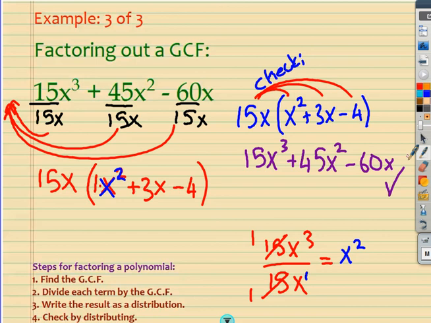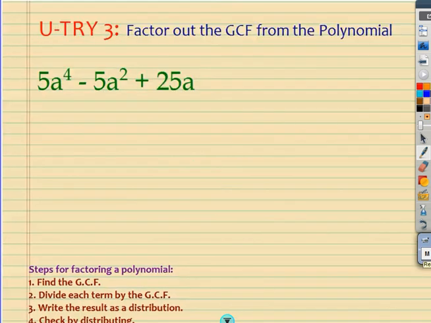Again, just to remember our steps, first find your greatest common factor, and then divide each term by the greatest common factor. Write the result as a distribution. We can do a check step by distributing. Here is your U try. Identify your common number and common variable for each term. Factor out, write your result as a distribution. Check your work by distributing back in.